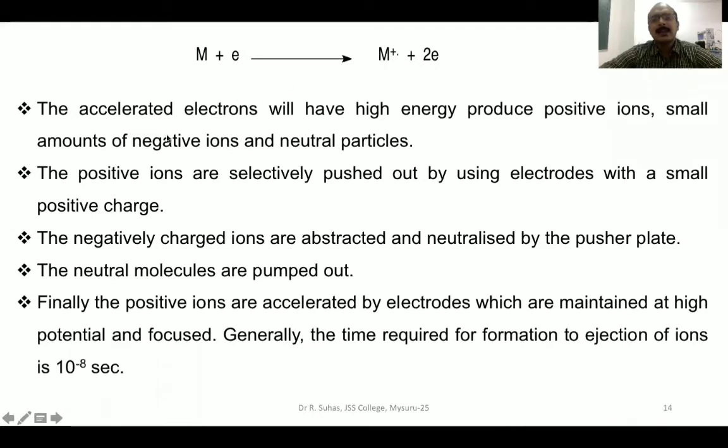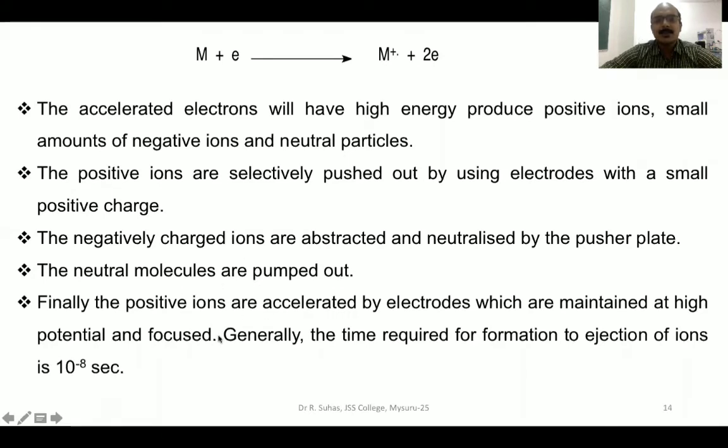The accelerated electrons usually will have very high energy, produce positive ions, small amounts of negative ions, as well as neutral particles. But we have to mainly concentrate on the positive ions. So these positive ions are selectively pushed out by using electrodes with a small positive charge that is used as the filament. The negatively charged ions are usually abstracted, and they are neutralized by the pusher plates, because we are not dealing with the negative ions as well as the neutral particles, which are pumped out of the system.